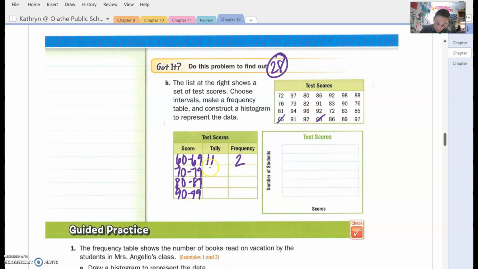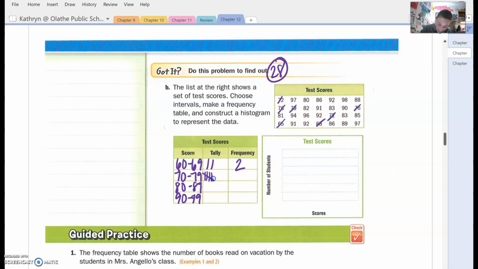All right, 70 to 79. So any 70. 1, 2, 3, 4, 5. Again, tally, make sure you're marking these off. And that's it. So now I'm looking for the 80s.